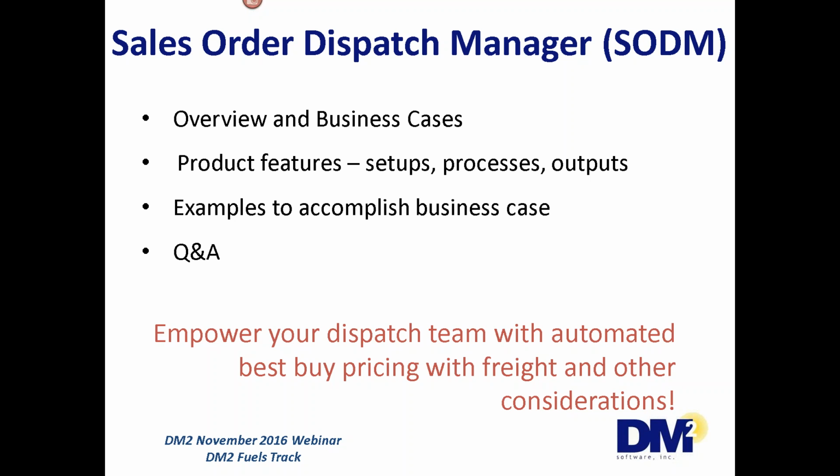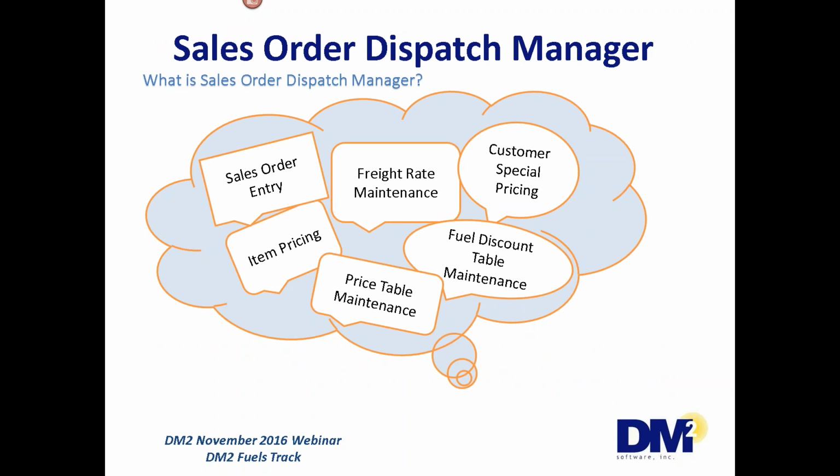Now imagine being able to do all of that without having to jump around in the system to find this information. Now imagine doing all of that and being able to email or fax that sales order directly to your driver so that they can see what products they'll be picking up at what terminal. Well, that's exactly what Sales Order Dispatch Manager is. As you can see on this figure, Sales Order Dispatch Manager has item pricing, price table pricing, freight rate maintenance, customer special pricing, the fuel discount table maintenance, all built into one screen.